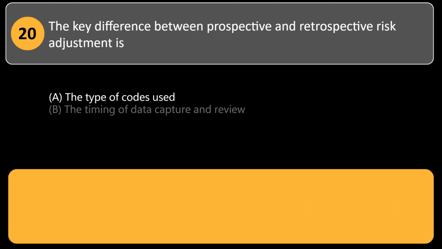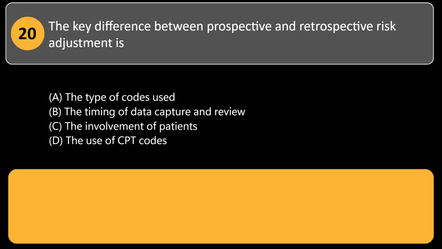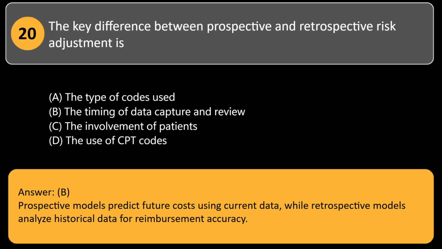The key difference between prospective and retrospective risk adjustment is: A. The type of codes used. B. The timing of data capture and review. C. The involvement of patients. D. The use of CPT codes. Answer: B. Prospective models predict future costs using current data, while retrospective models analyze historical data for reimbursement accuracy.